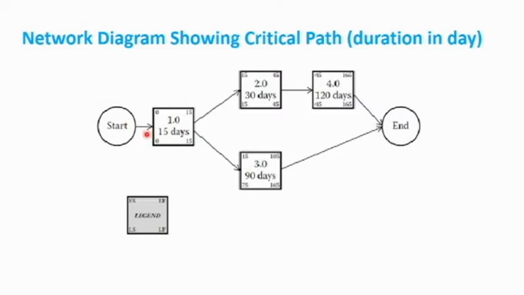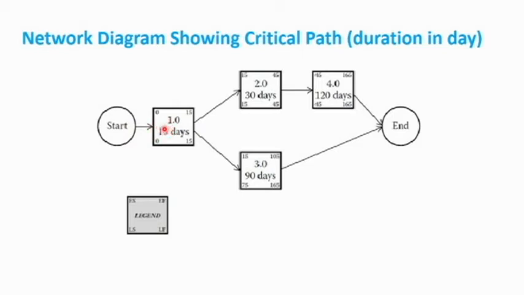Again, the bottom of the box, which has 0, indicates the late start, and on the right top is the earliest finish, which is 15. The 15 comes from the 15 days. So from 0 to 15, we have the duration of the task, because our task is 15 days.